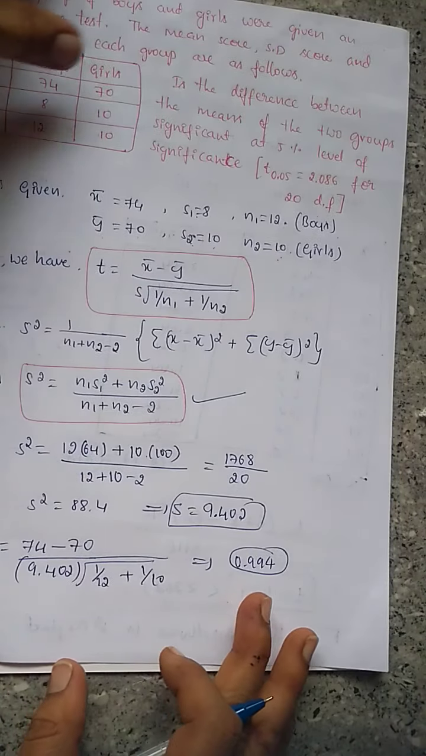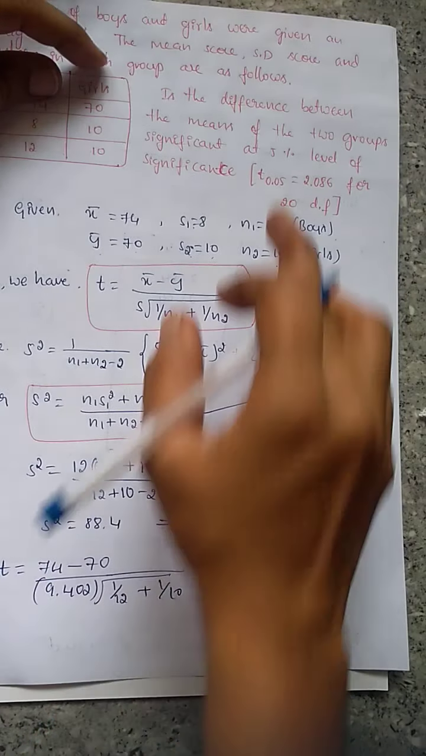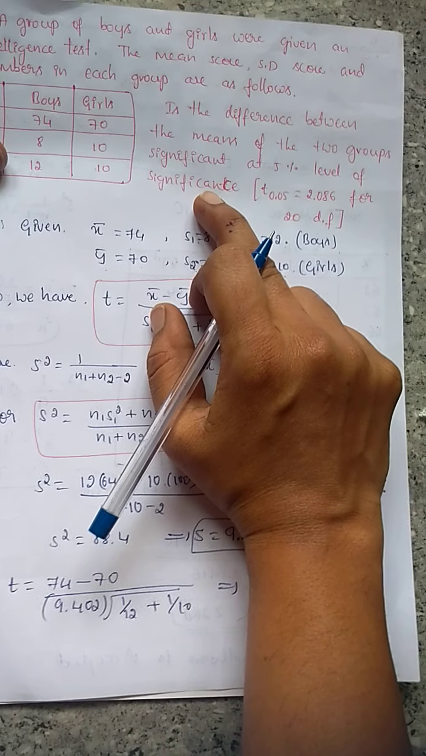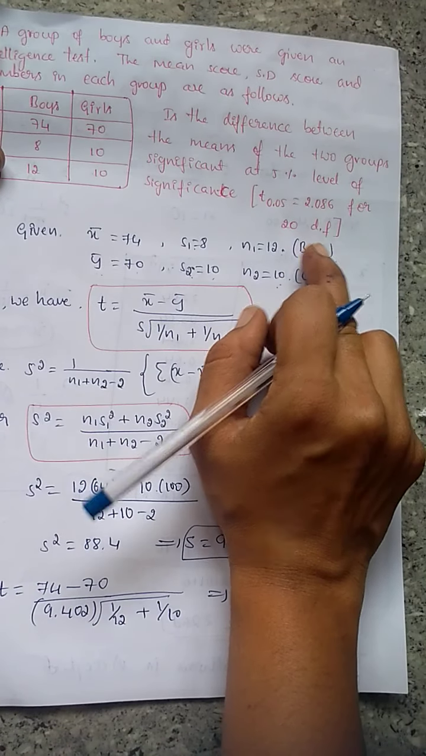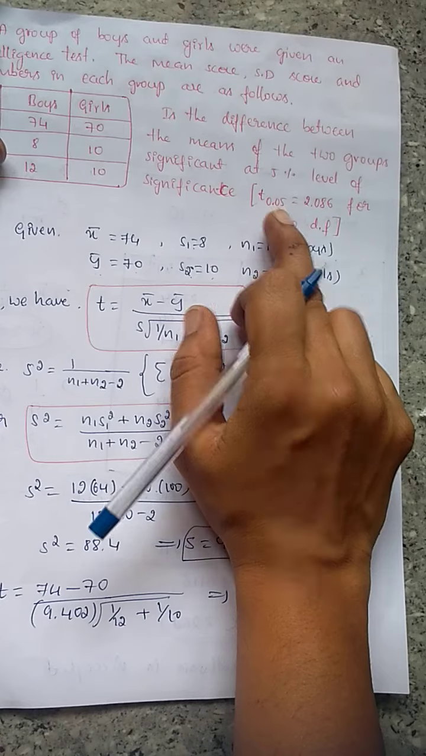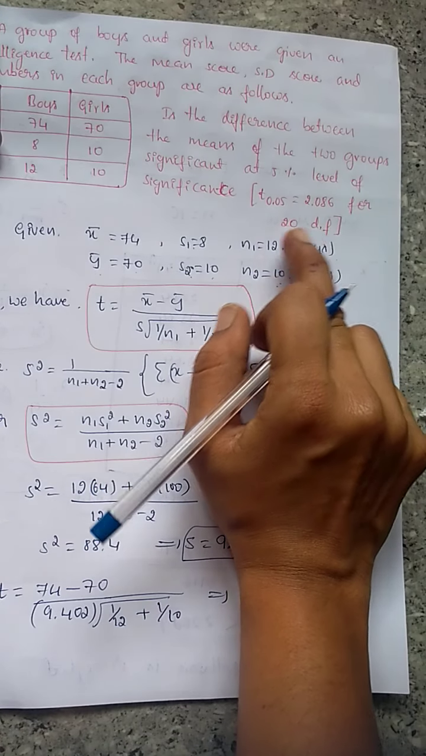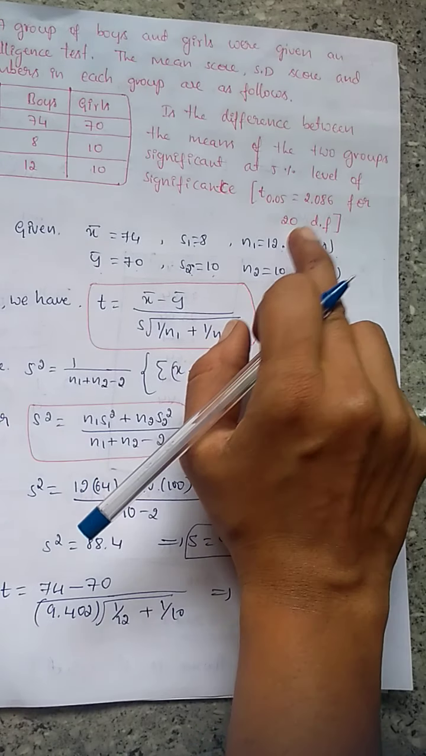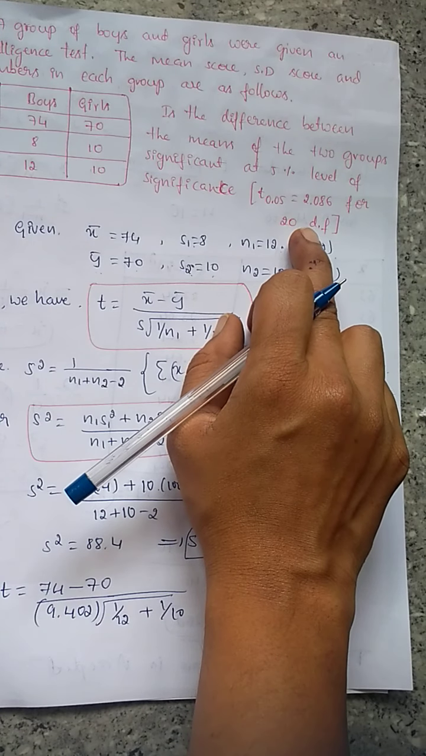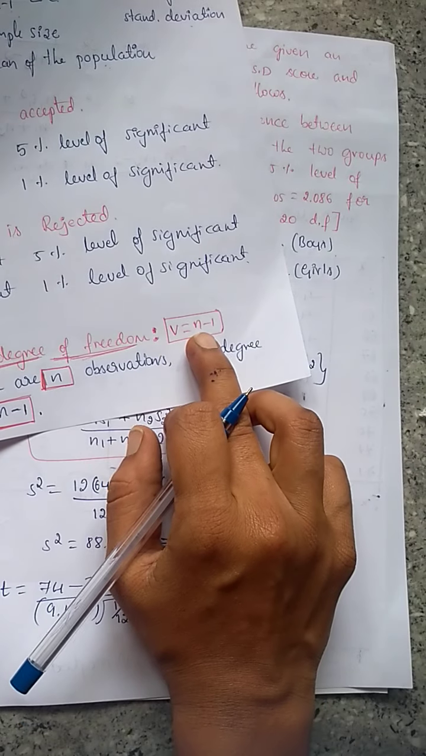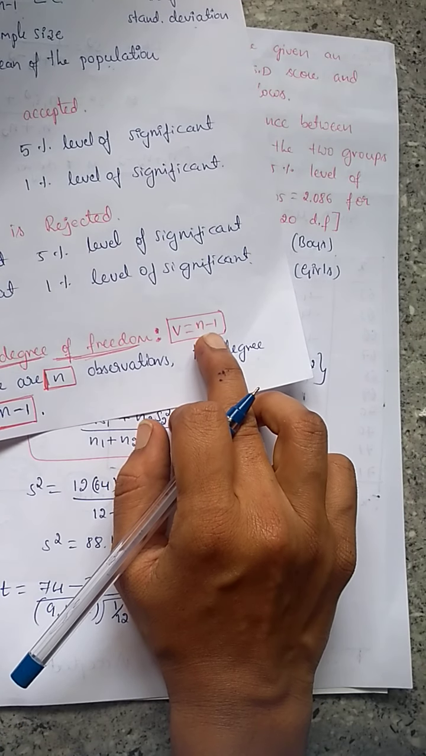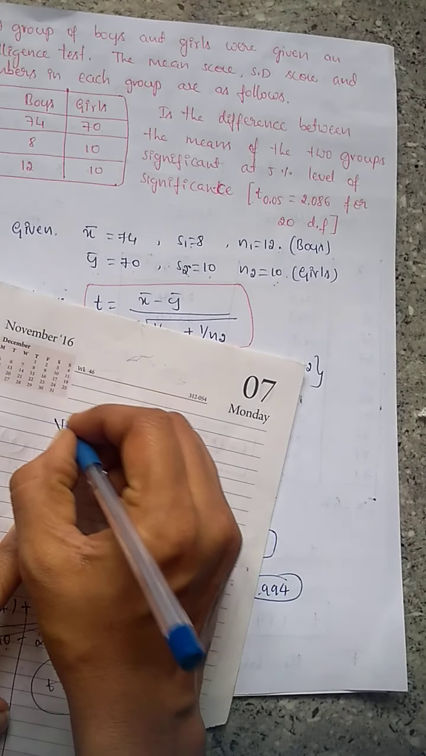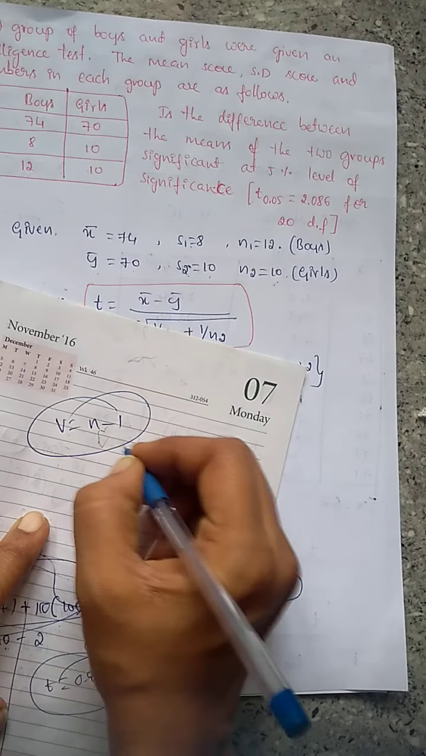Next, by using the hypothesis way, we have to find out whether there is any difference between these two samples. We have to check at the 5% level of significance. Here the initial condition is given: at 5% level of significance, the degree of freedom is 20, and the value is 2.086. How do you find the degree of freedom? ν is equal to n minus 1 is the formula for finding the degree of freedom if you have one sample. Just write the degree of freedom as n minus 1.